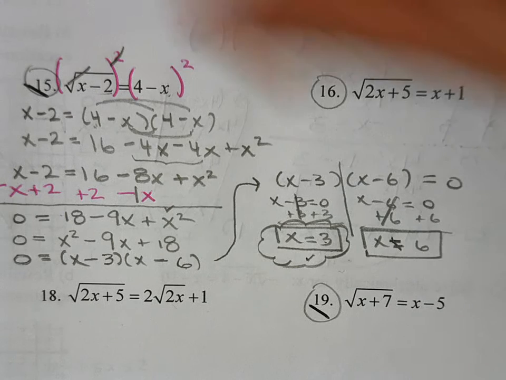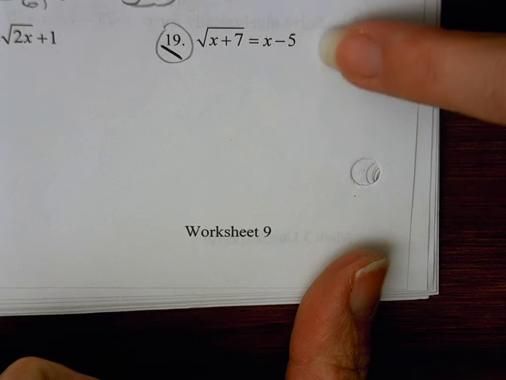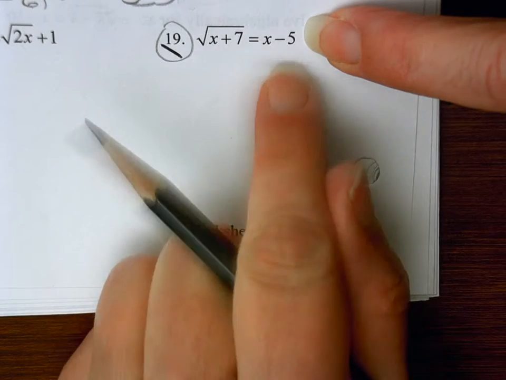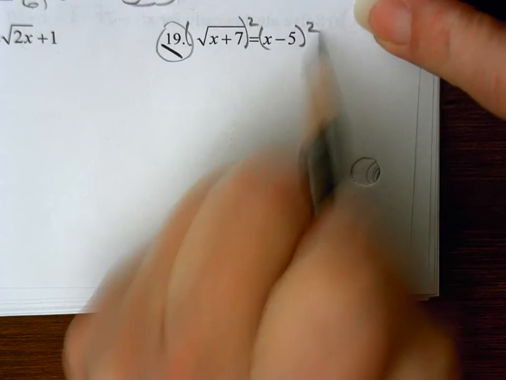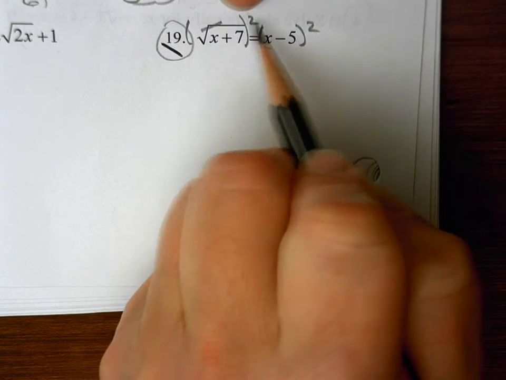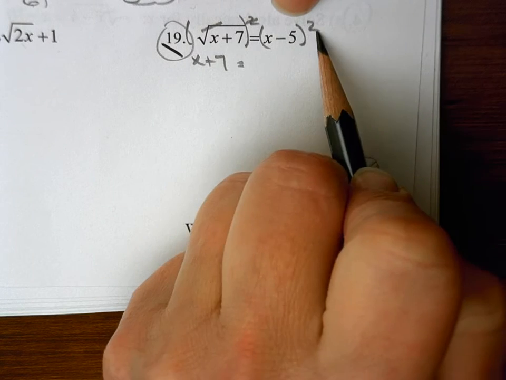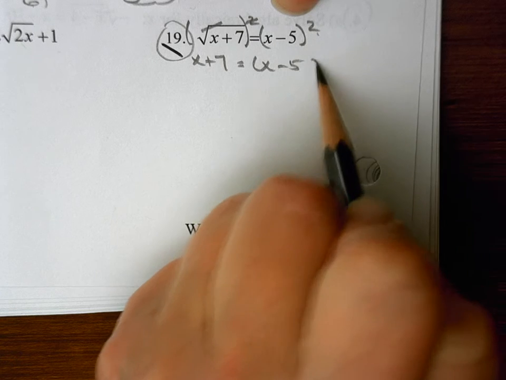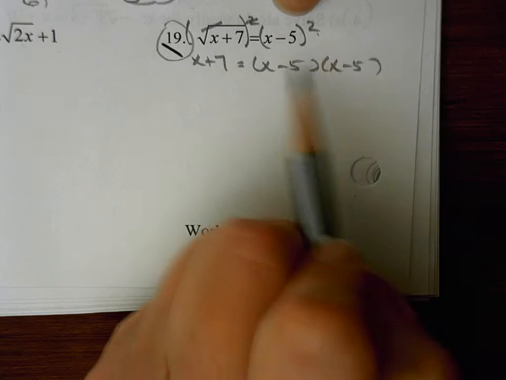Okay. And then one more here, let's take a look at question number 19. So same idea, I want to make sure the square root is isolated, which it is, and so then I'm going to square both sides. So the square root and the square cancel, leaving me with just x plus 7. And then over here, because I'm squaring and I don't have something to cancel that square, I have to write it twice. And then I want to distribute.